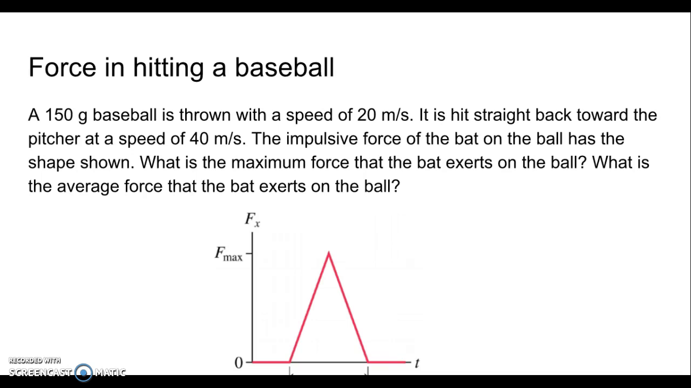We're first asked what is the maximum force that the bat exerts on the ball, and what is the average force that the bat exerts on the ball. Both those values, I'm going to calculate the magnitude of that force. So we see here we have an impulse graph. We have some sort of maximum force value. We don't know what that is.